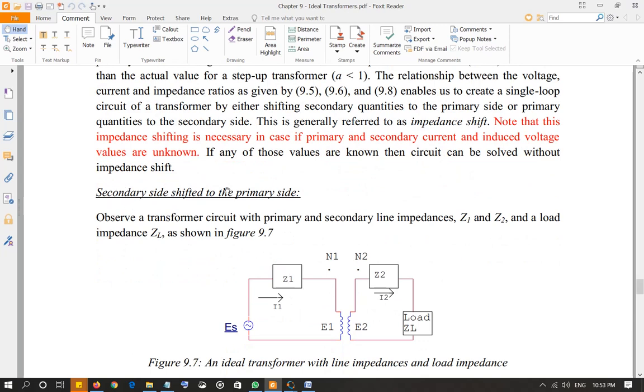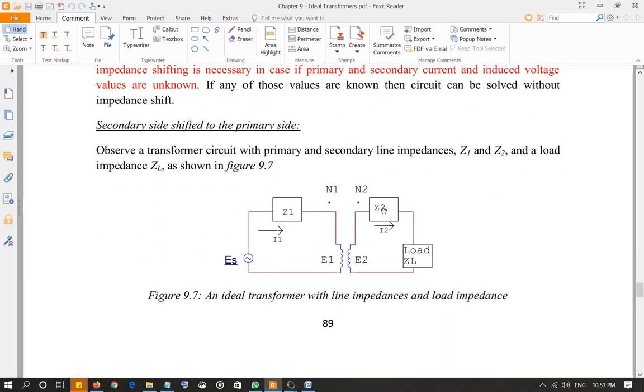So let's look at how you shift. If you're shifting the secondary side on the primary side, you have the secondary side here. Z1 is the line impedance on the primary side, Z2 is the line impedance on the secondary side, and ZL is the load. Basically what we are trying to do is eliminate this transformer E1 and E2, and create one circuit with one single loop connected with ES when we are shifting the secondary side on the primary side. How do we do that?